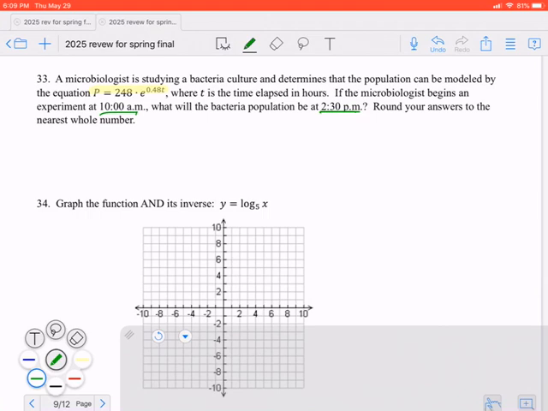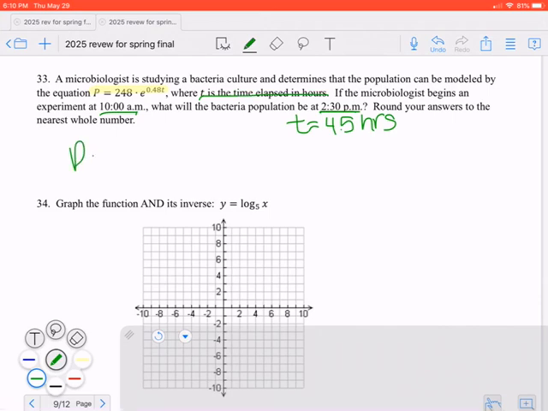So from 10 a.m. to 2:30 p.m., how many hours is that? 10 to 11 is 1 hour. 12, 1, 2, that's 4 hours. And then another half hour, so 4.5 hours. So that is our T, time in hours elapsed.